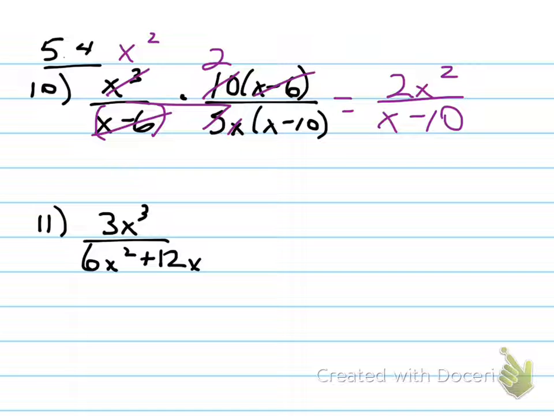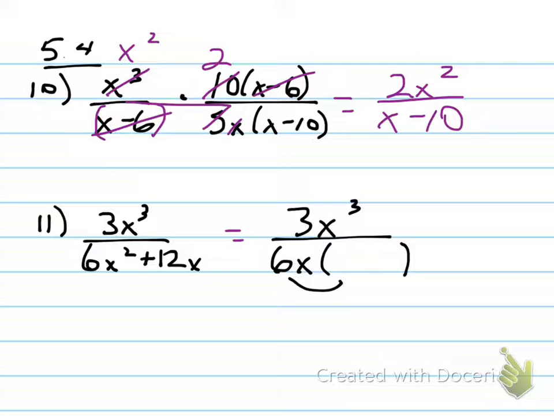Number 11, I can't reduce without factors, and this plus means I don't have factors. So I need to factor the bottom, and the first step is to look for the greatest common factor, which is 6x. 6x times what is 6x squared? Well, times x. And 6x times what is 12x? Well, that's a positive 2.